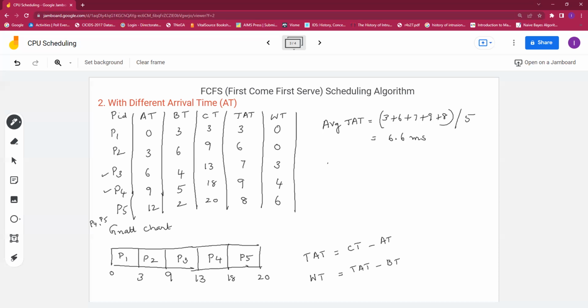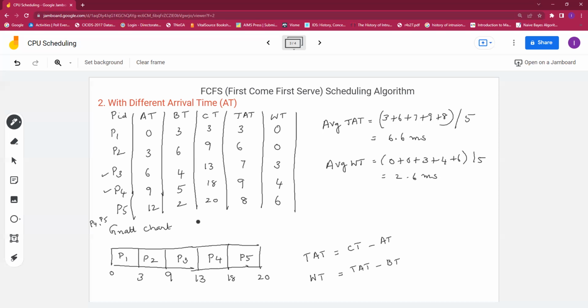The next thing you need to find out is the average waiting time. You have the waiting time for each and every process. In the same way, you add each and every waiting time and divide by the total number of processes. So how will you do it? 0 plus 0 plus 3 plus 4 plus 6 divided by 5. So it will be 2.6 milliseconds. So the average waiting time per process is 2.6 milliseconds.